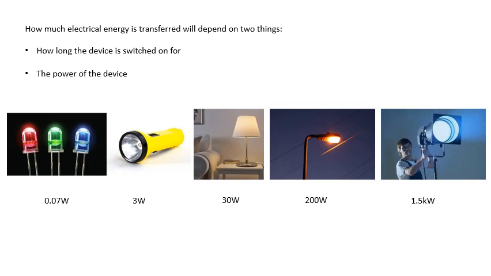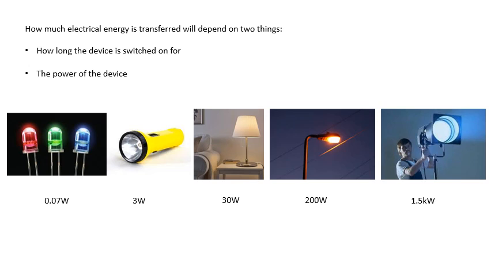Here are some different kinds of light. We'll start with some LEDs. Now, an LED has a power of about 0.07 watts. The bulb in this torch is about 3 watts. This bedside lamp, that bulb is about 30 watts. Street light is about 200 watts. And then this big Super Trooper in the theatre, big spotlight, 1.5 kilowatts.